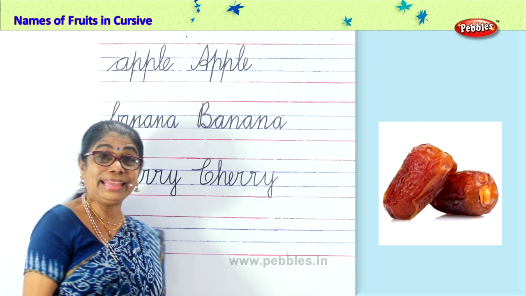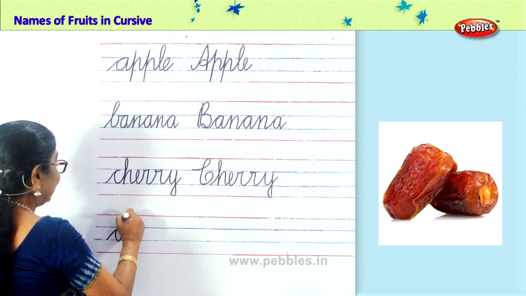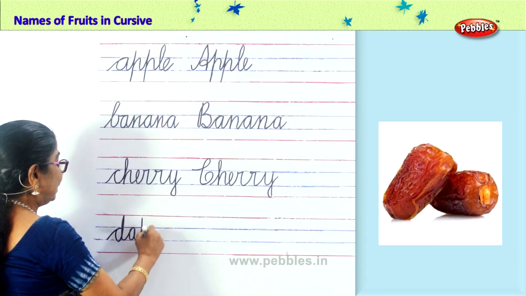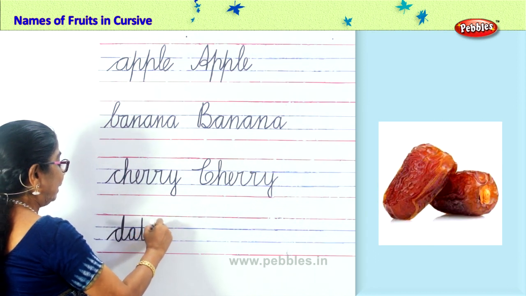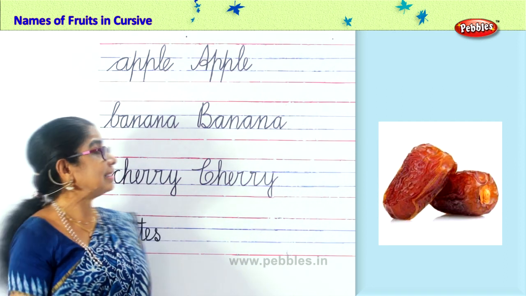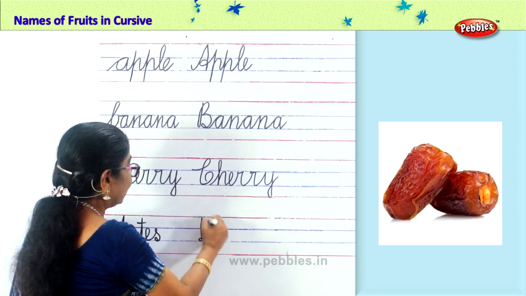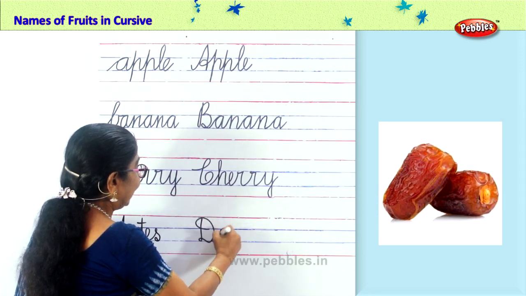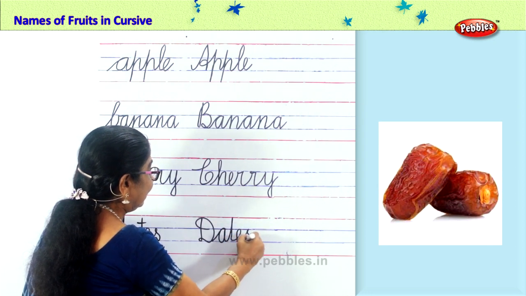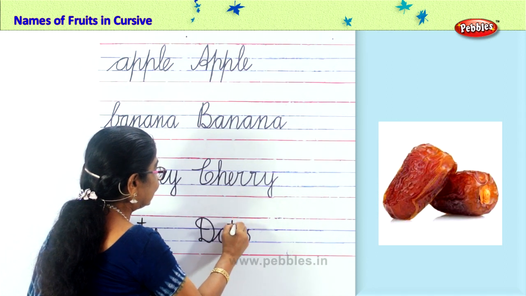Next, dates. Spell dates. Small d, okay? D, A, T, E, S. Dates. Now let's write D capital. D, A, T, E, S. Dates. Alright?